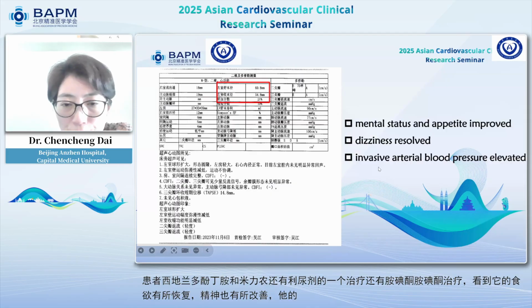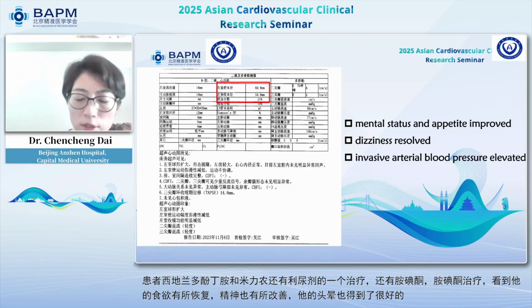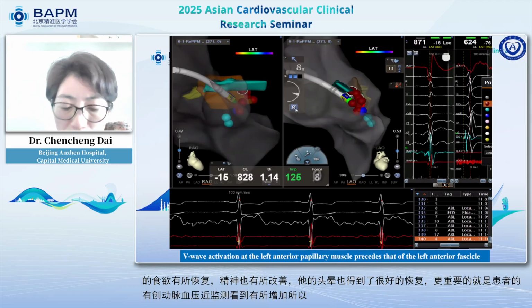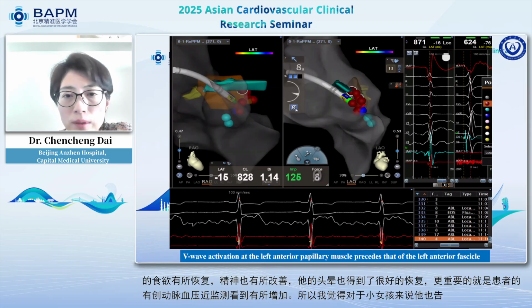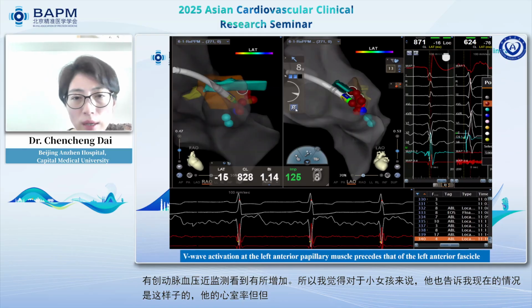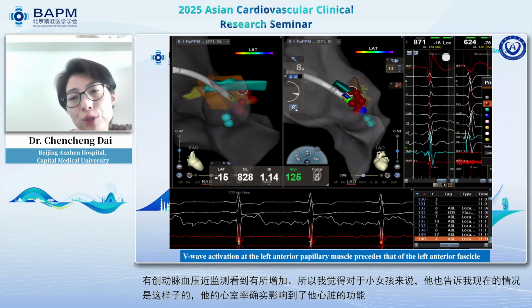And the most important thing is that invasive arterial blood pressure elevated. So I think it tells me that the ventricular rhythm does harm to her heart function. So she may benefit from ablation.